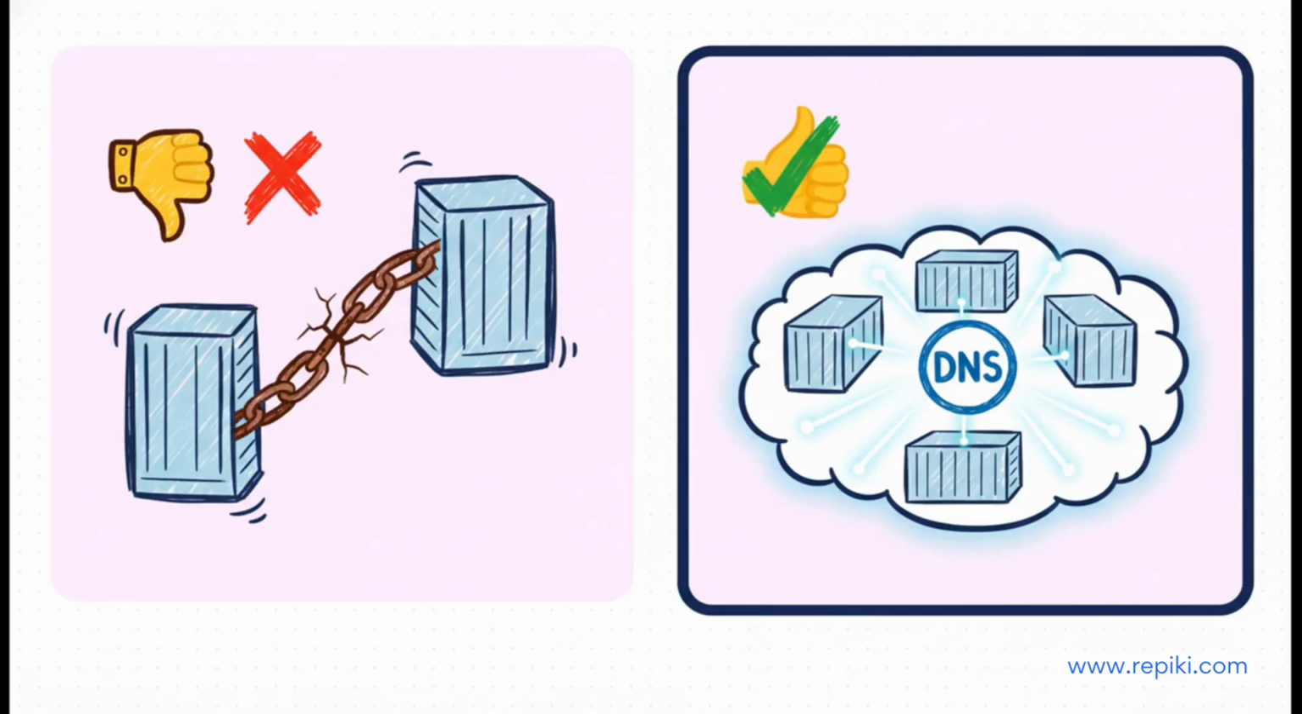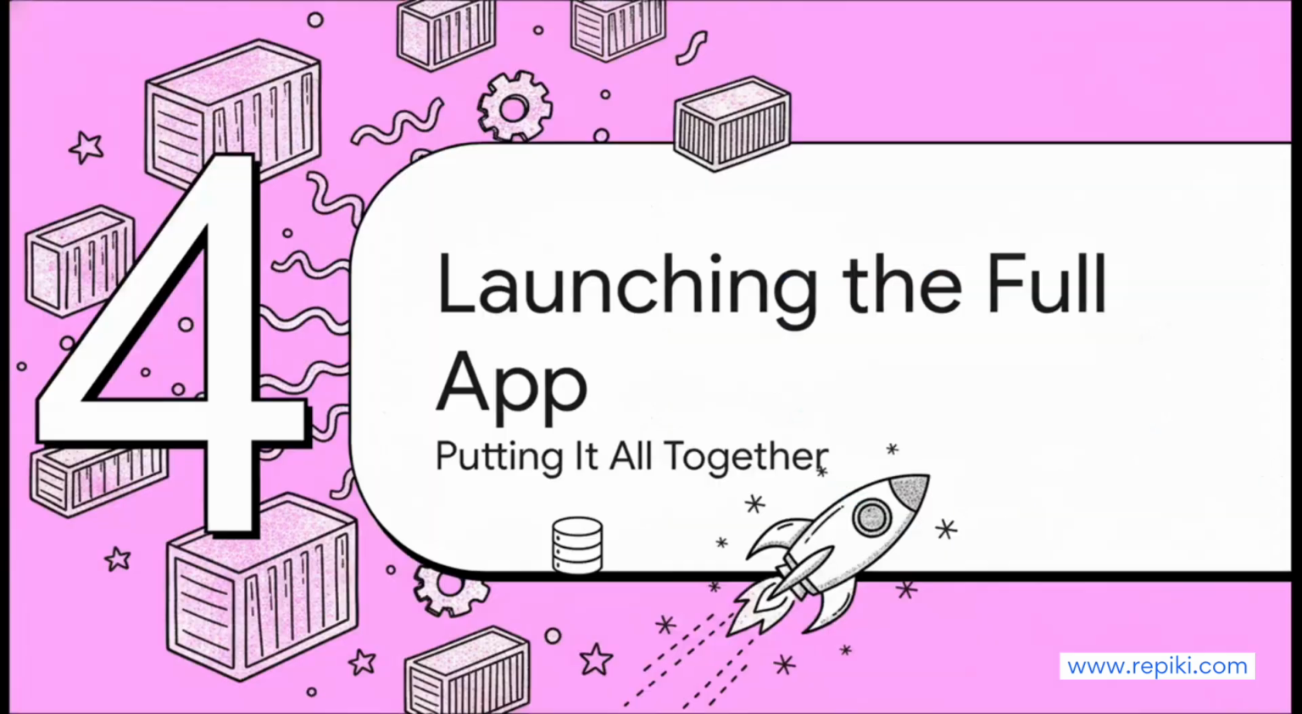Now, you might see some older tutorials out there that mention a --link flag. Just ignore it. Seriously, that is a fragile, old system that's been deprecated for a long time. User-defined networks are the automatic, reliable, and officially recommended best practice for all container communication. Full stop.